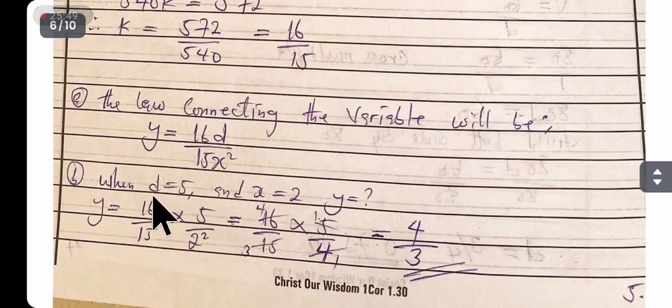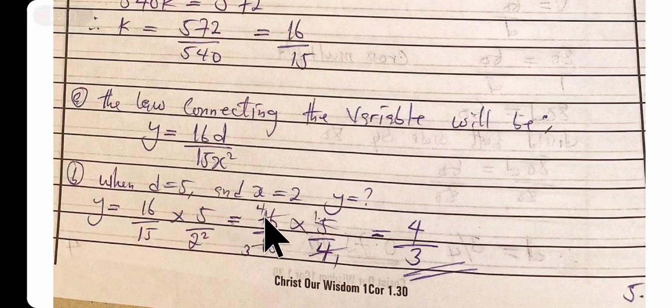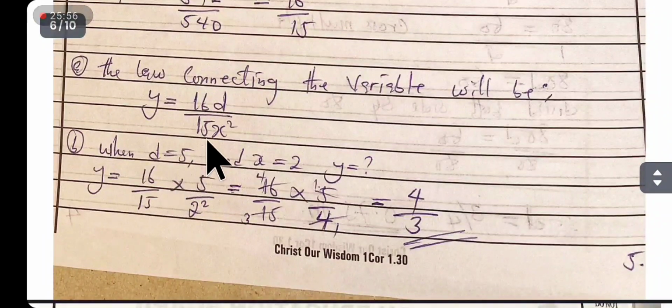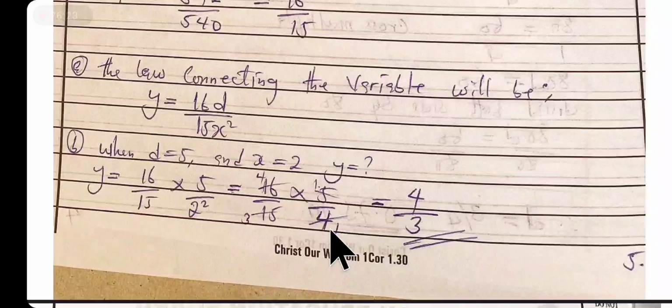The next question says when d is 5 and s is 2, we should find the value of y. So y is initially 16d over 15s squared. That is 16 over 15 times d, which is given to be 5, over s squared, where s is given to be 2. So this is going to be 16 over 15 times 5 over 2 squared, which is 4. Five here goes into 15 three times, and 4 goes into 16 four times.